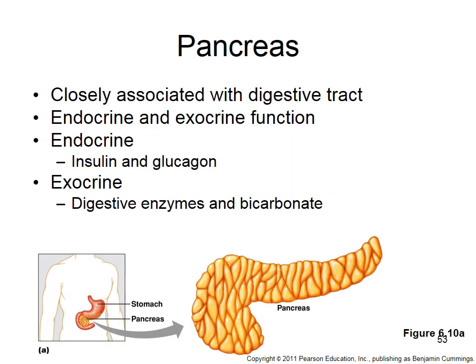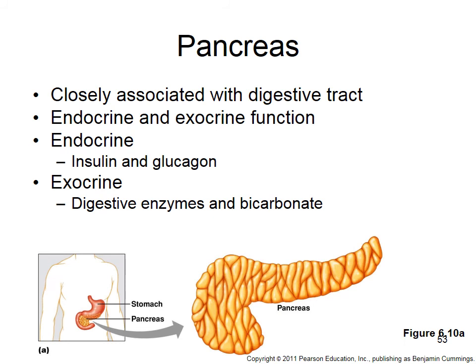Okay, on to the next endocrine organ, the pancreas. The pancreas is closely associated with your GI tract. The stomach is being shown as see-through here because the pancreas is dorsal to the stomach. It has both endocrine and exocrine function. The endocrine function is to secrete hormones into the bloodstream. The exocrine function is to secrete digestive enzymes and bicarbonate into the small intestine.